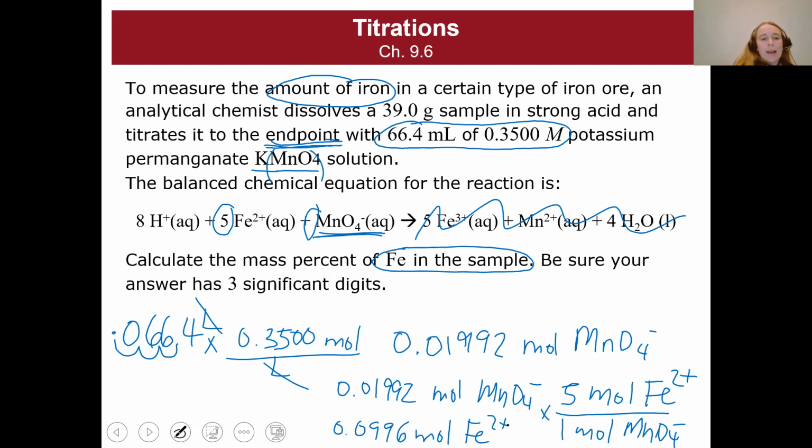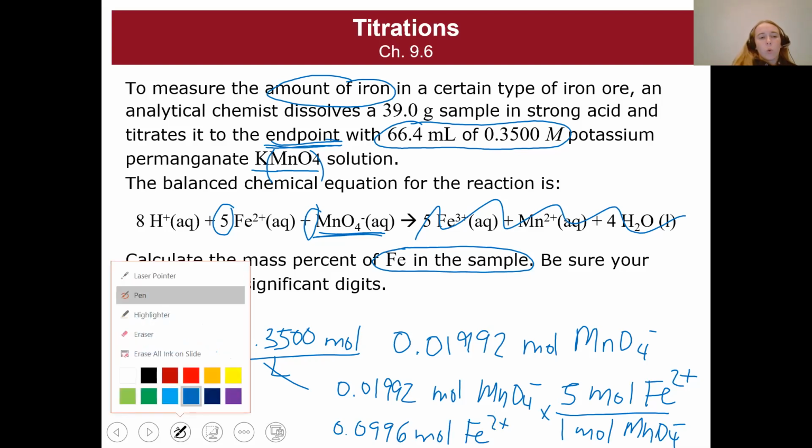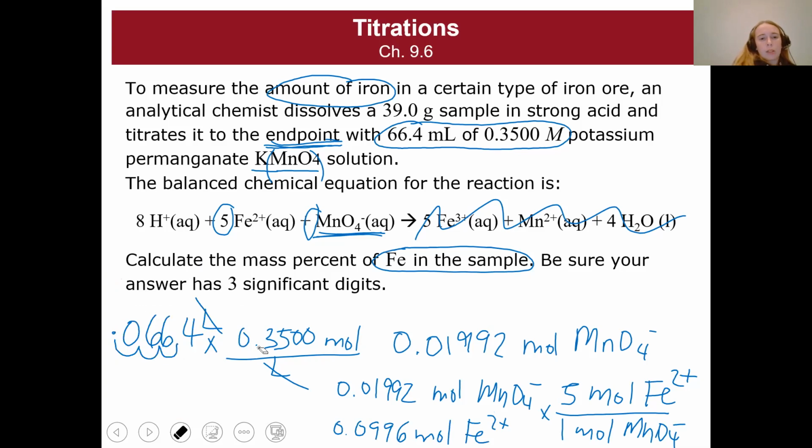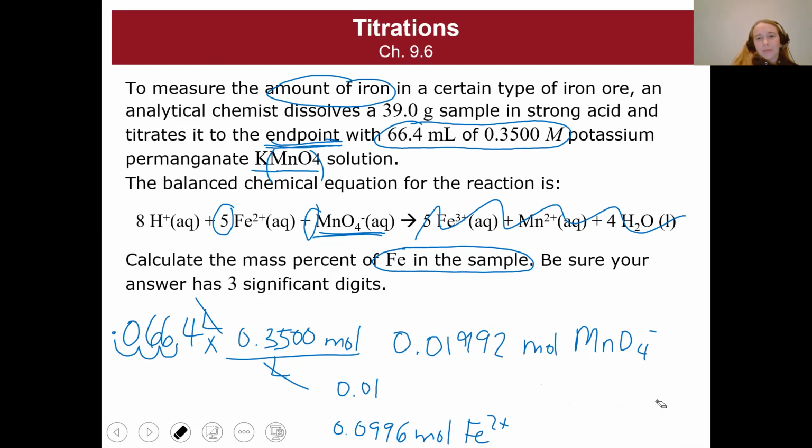All right, now is actually where it gets a little tricky. What do we do now? So I'm going to erase this down here. I got a little bit of space, not a lot to work with. We've got moles of iron, and we want to find a mass percent of iron in the sample. We have a mass of the overall sample, and if we want a mass percent, we need the mass of iron in the sample to get the mass percent of iron in the sample.